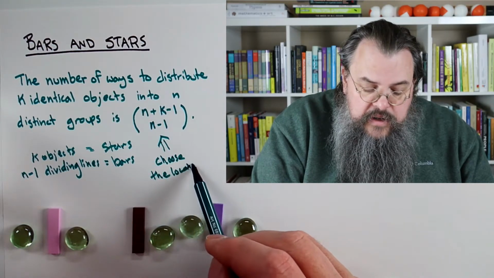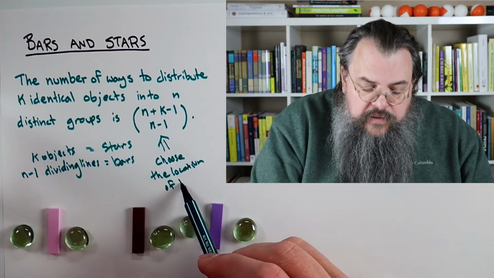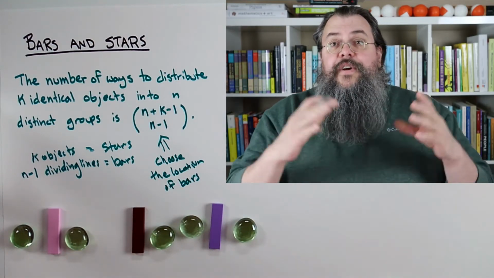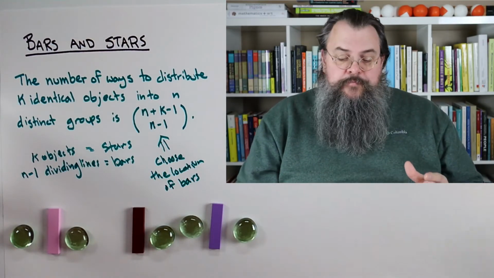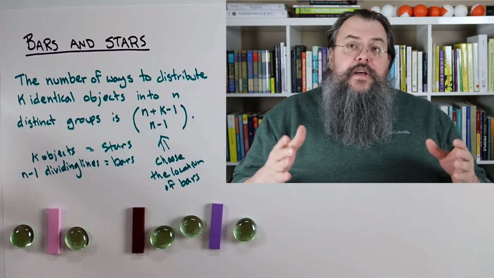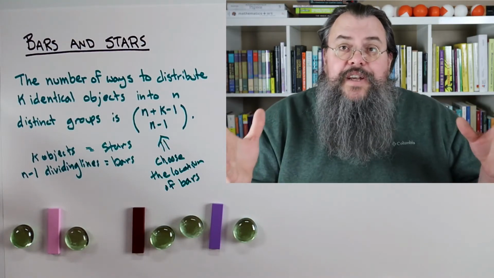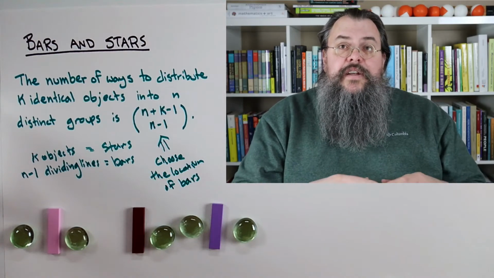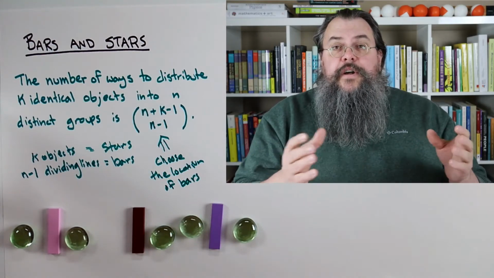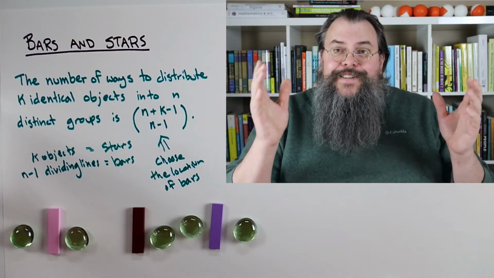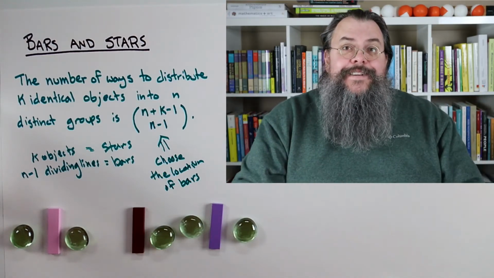And of course, you could have, alternatively, if you wanted, chosen the location of the stars. But it's a very simple idea. So that's why we call it bars and stars. We're just saying, let's think about the ways we can represent a way to distribute the objects. We use dividing lines and the objects themselves, and we look at all possible arrangements. And there you go. Very easy, right? Not so bad.